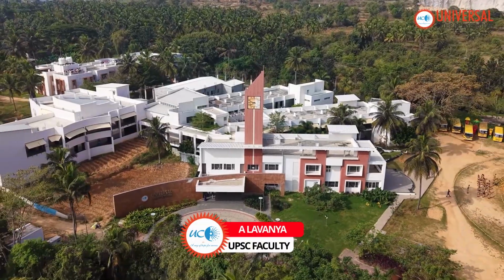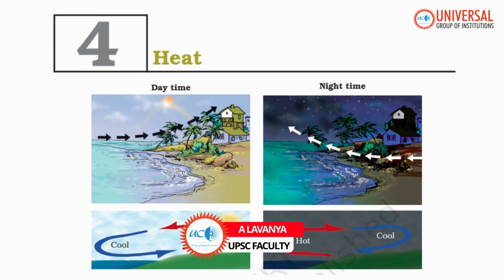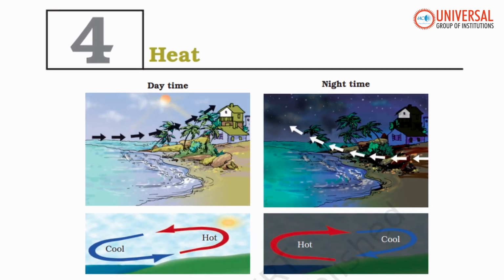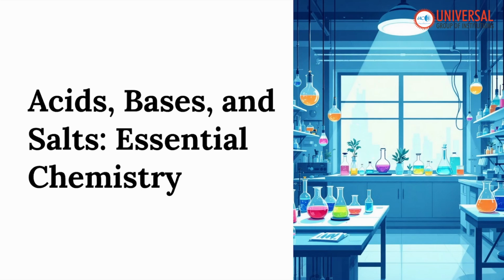I am Lavanya. In the last video, we discussed the third chapter of NCERT 7th grade, which is heat. Now, in this video, let's discuss the following chapter, that is acids, bases and salts. So let's begin by understanding what makes a substance acidic, basic or neutral and why these properties matter.